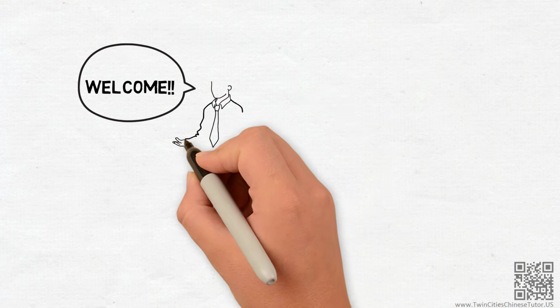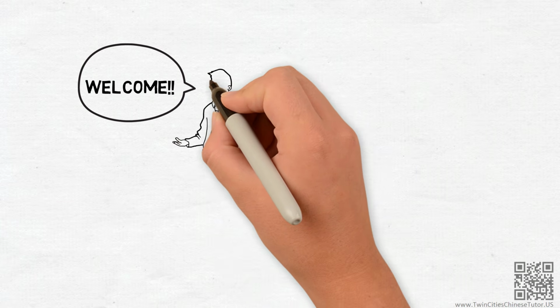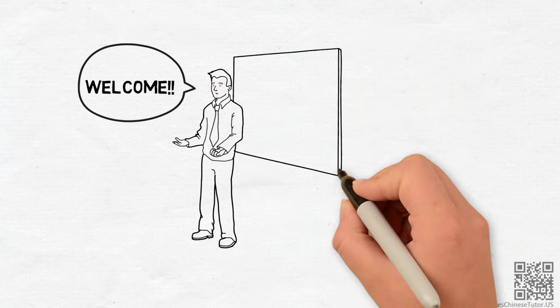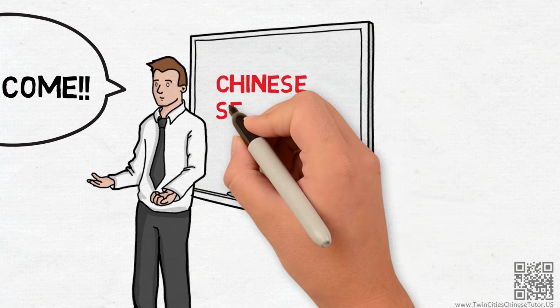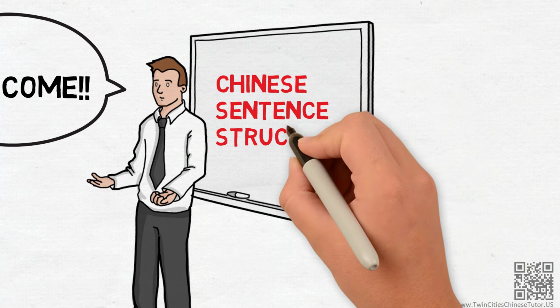Grammar can be a confusing subject in your native language, not to mention in a foreign one. If you are just beginning to learn Chinese, you might be confused by the way Chinese sentences are built. In this video, let's look into how it's done.